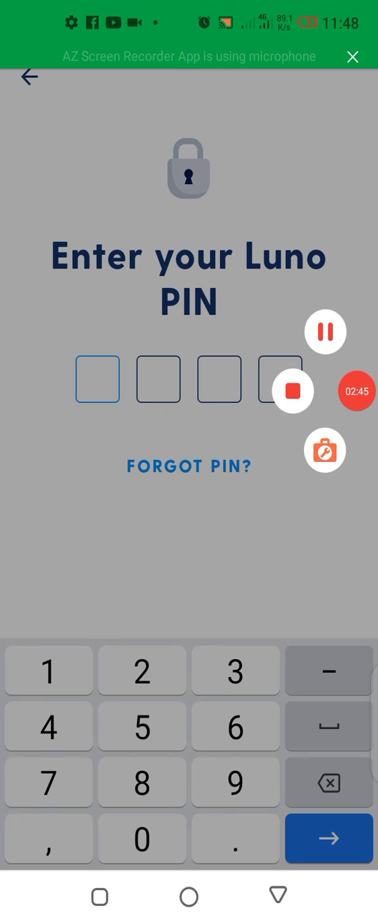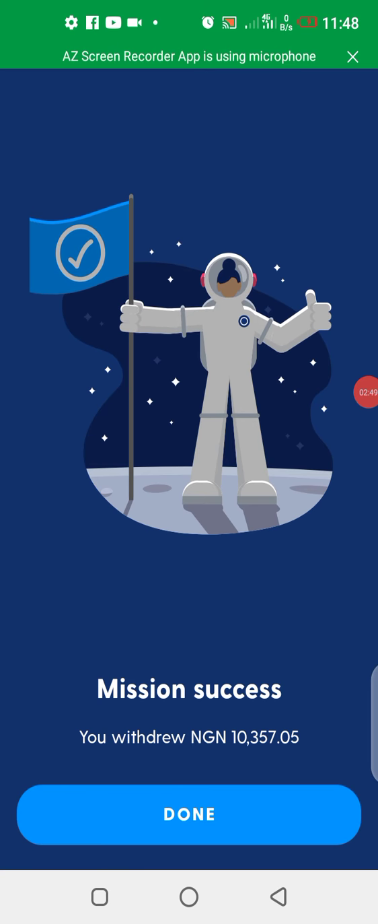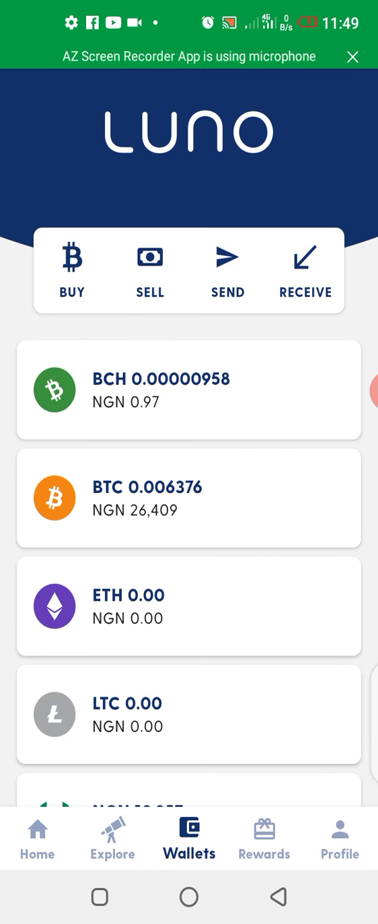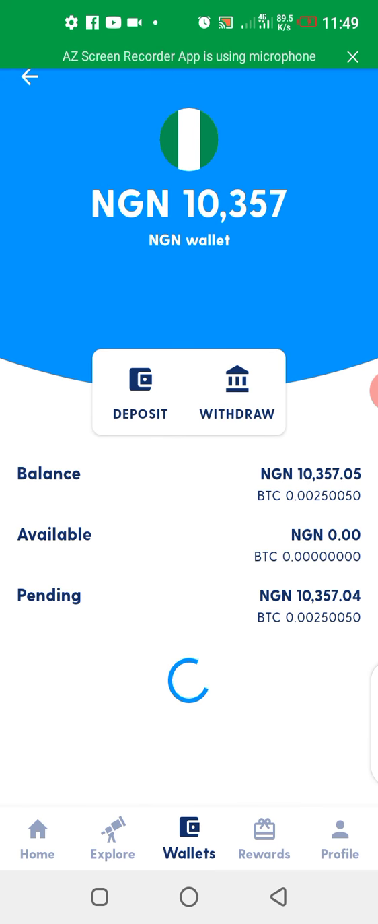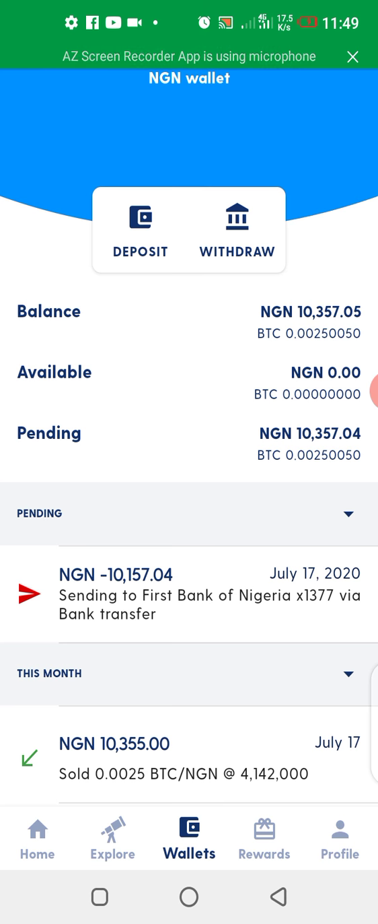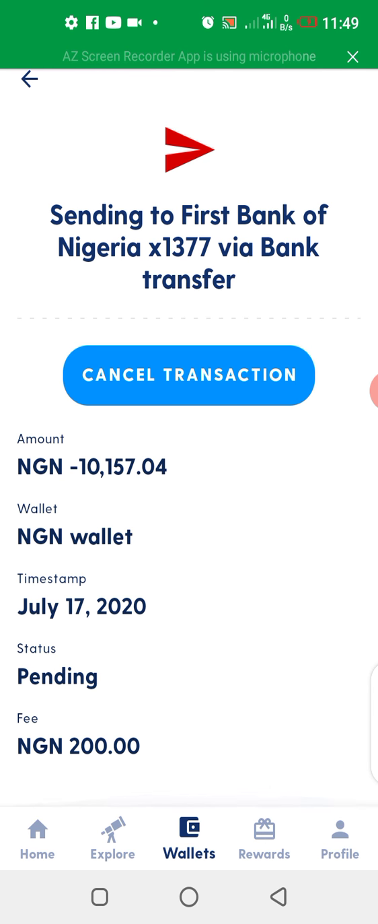I'll enter my PIN to confirm. Immediately I enter my PIN, it shows mission success, confirm to withdraw, and I click done. That's all. The money will leave this account. Let me go to see a pending withdrawal. You can see it here, a pending withdrawal which I've sent to my First Bank account. So I'm expecting the withdrawal. I can decide to cancel the transaction, but since I'm expecting it, I wait for it.